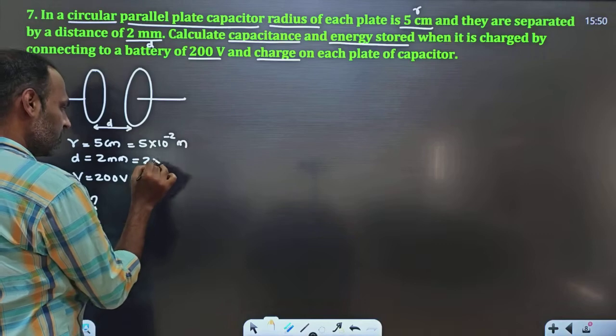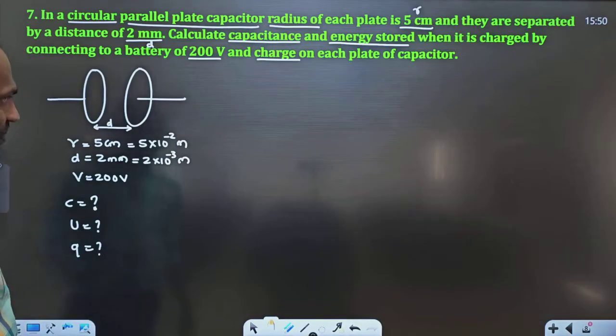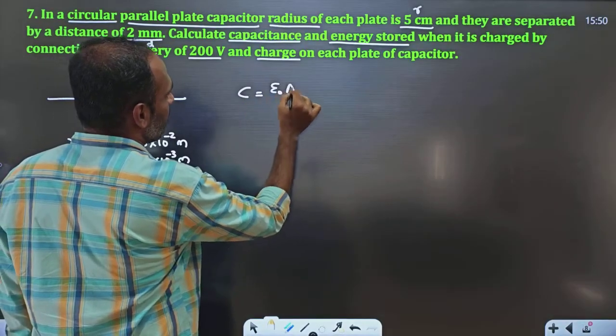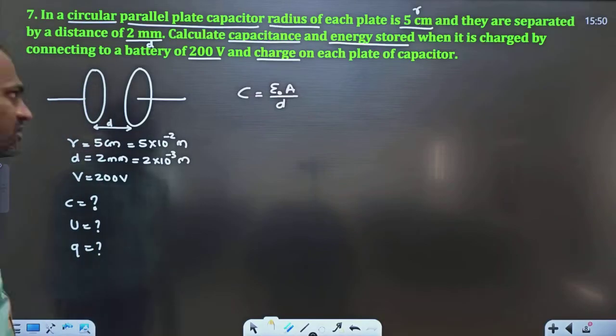2 millimeter, convert this into meters, write 2 into 10 to the power minus 3 meter. Correct? First, we need to find capacitance. Capacitance of a parallel plate capacitor is given by epsilon naught A divided by D. This is the formula of capacitance of a parallel plate capacitor.